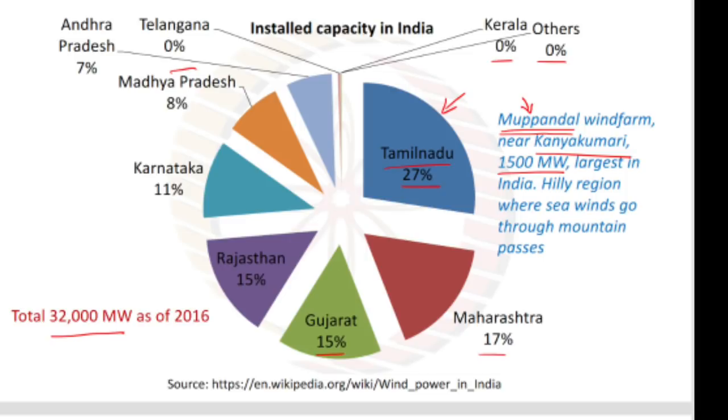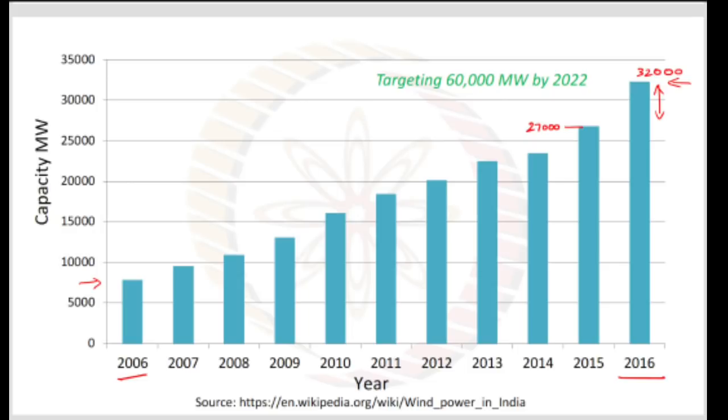Muppandal wind farm near Kanyakumari, 1500 megawatt, is the largest in India, a hilly region where sea winds go through mountain passes. So total energy production is 32,000 megawatt as of 2016. Now this graph shows the variation of capacity in megawatt in comparison to the year, that in 2016 it is 30,000 megawatt.